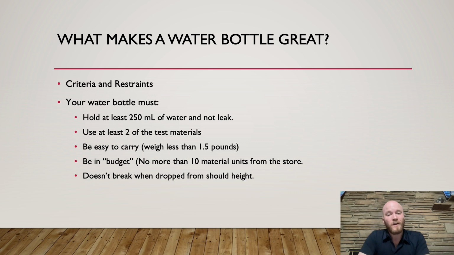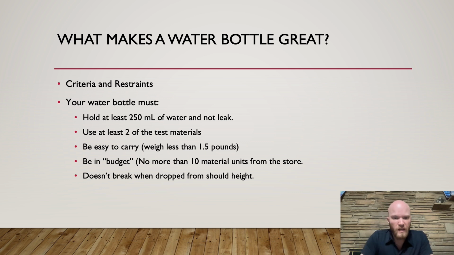But before we can start testing materials, there's something really important we need to do. We need to know what we're testing for. What we're testing for is what we're going to be graded on when we present our final project. We call that criteria and restraints. Criteria and restraints are like the bounds of our experiment. It's where we can go and where we cannot go. Because you're being graded on these criteria and restraints, you definitely need to make sure that you're within those bounds. What are the bounds?